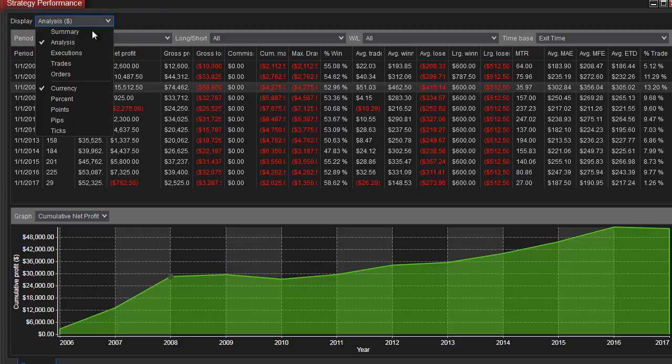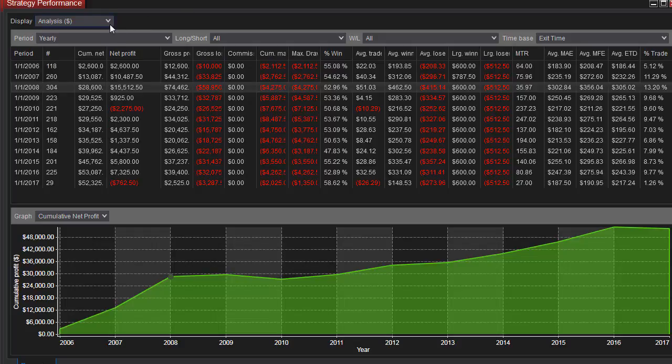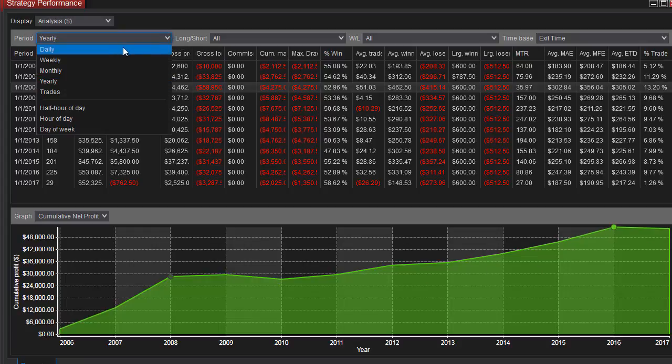And then you can take a look. You see the equity curve changes depending on whether you put it on yearly or daily. The resolution is yearly right here. And if we put it on daily, you can do that here.